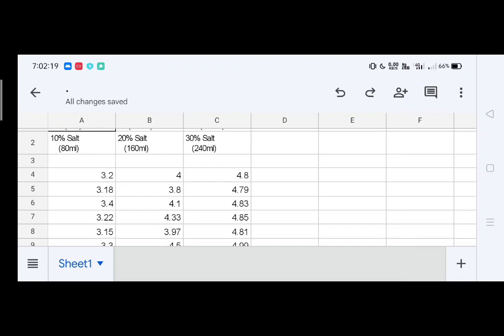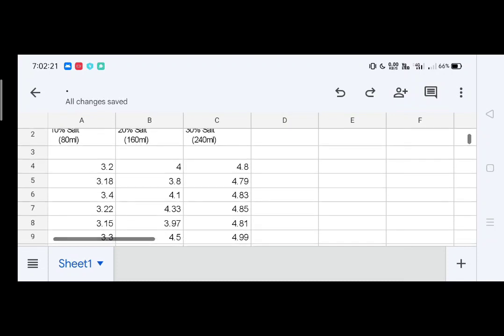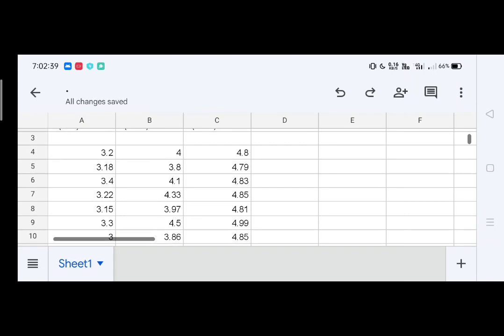In concentration A, in the first trial, the voltage produced is 3.2. For concentration B, in trial 1, the voltage produced is 4, and 4.8 in concentration C. In the second trial, for concentration A, there are 3.18 volts being produced, and 3.8 for concentration B, and 4.79 for concentration C, and so on and so forth.